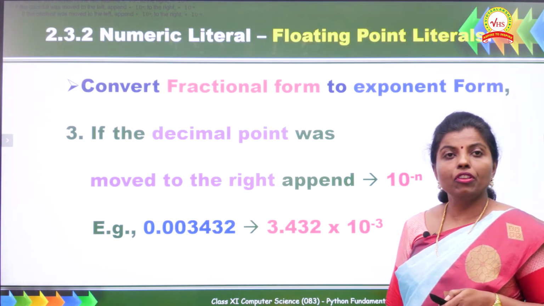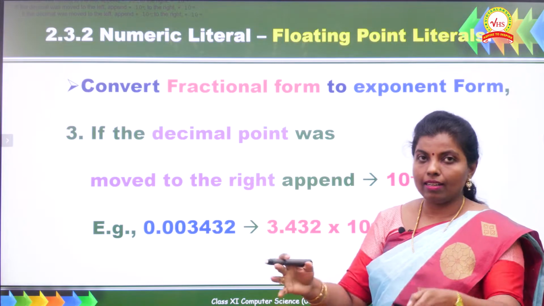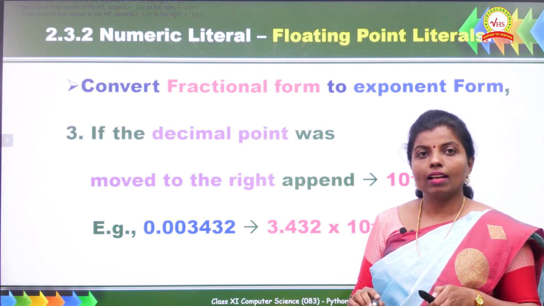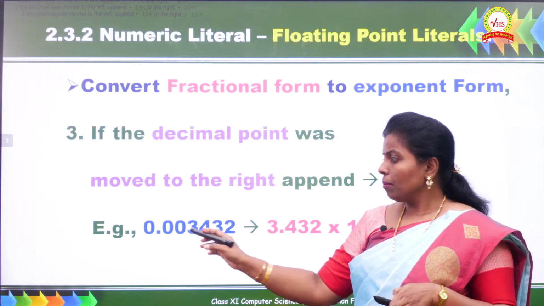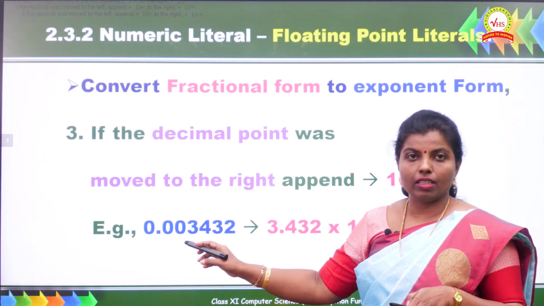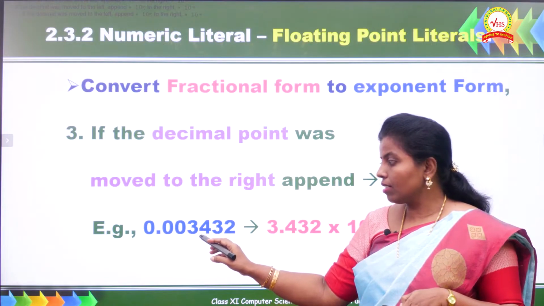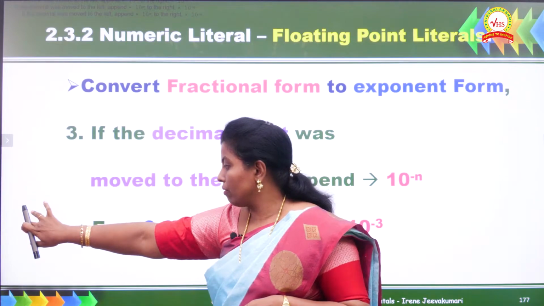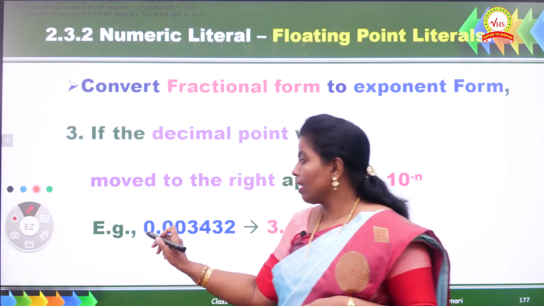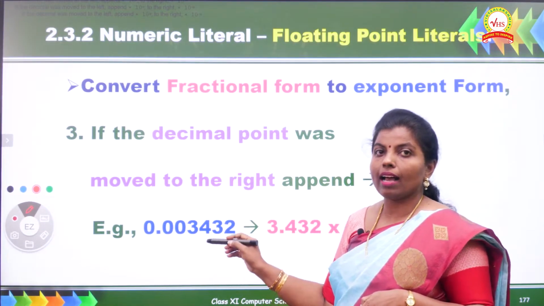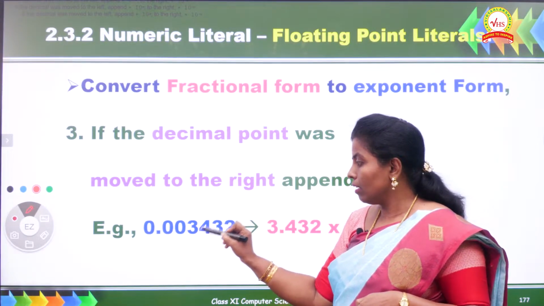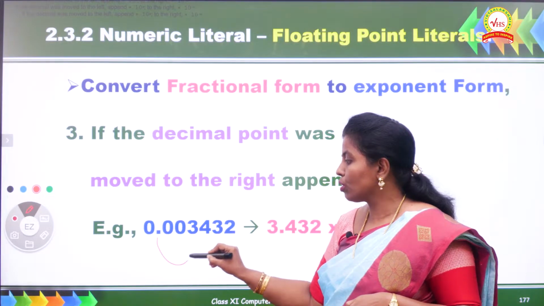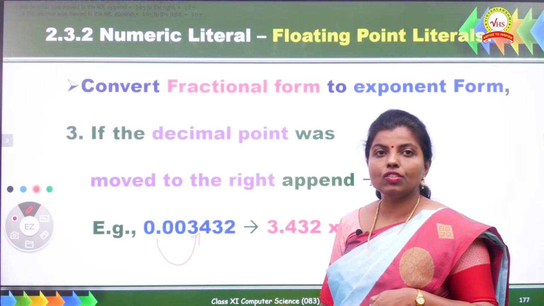0.003432, right. This given number has to be written in an exponent form. So, how can I write? I have to move the decimal point after the first digit, because here the 0s I am not going to consider. So, here the first digit I am going to take is number 3. So, this decimal point has to move after the digit 3.